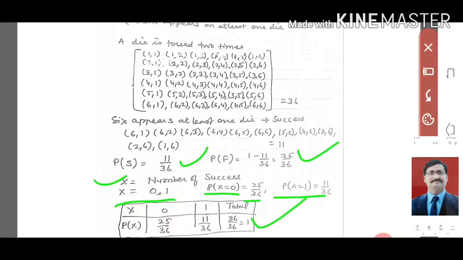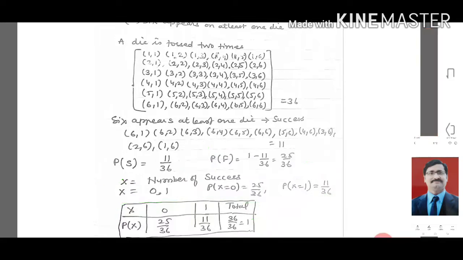So this probability you will write in the form of a table. X is 0, 1 and P(X) will be 25 by 36 for 0 and 11 by 36 for 1. So the total is 36 by 36, meaning 1. So this is the probability distribution.